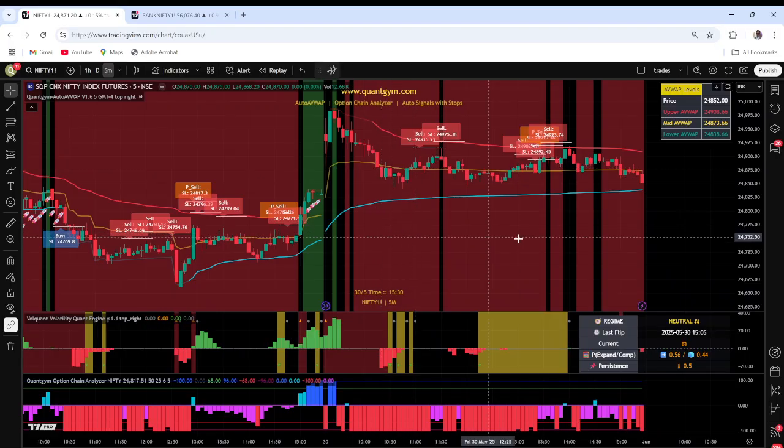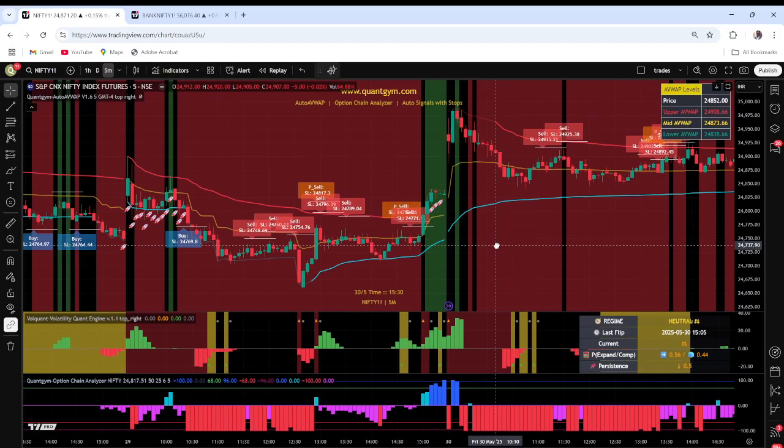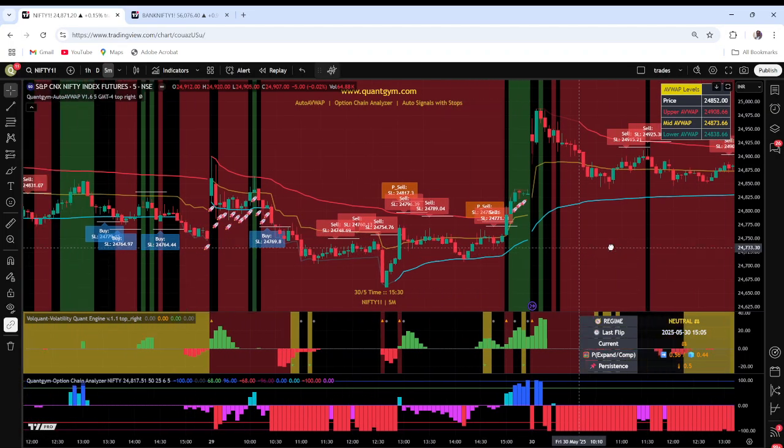So the logic is, if the background is red, you are going to look for short trades only. You are not going to take a long trade. If the background is green, you are going to look for long trades only, not short trades. And obviously for the long and the short trades, the conditions which we studied earlier still remain in force. Fair enough?